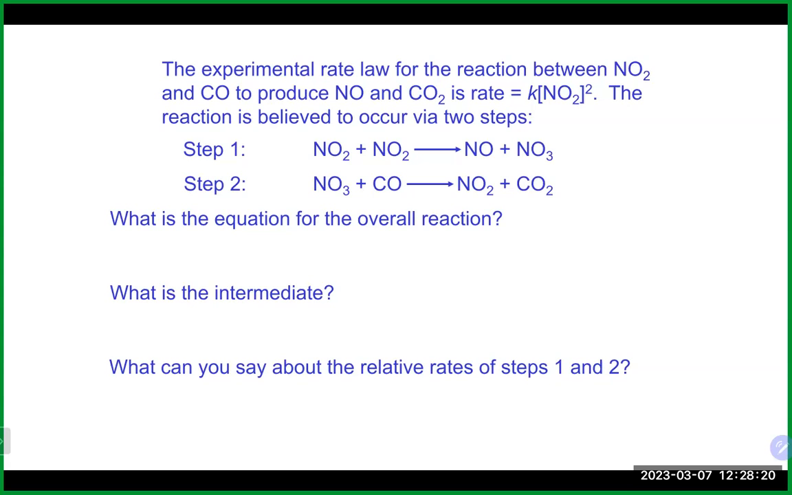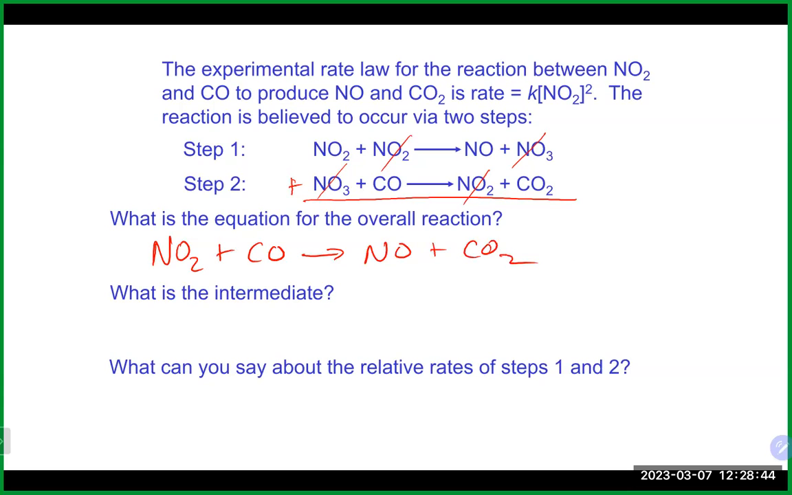Okay, let's take a look at this problem. First off, to get the overall reaction, we're basically just going to add these steps together. In this case, NO3 will cancel on each side. We'll get rid of an NO2 there. That means everybody on the left stays there. So that's NO2 plus CO goes to NO plus CO2. Any questions on that part?